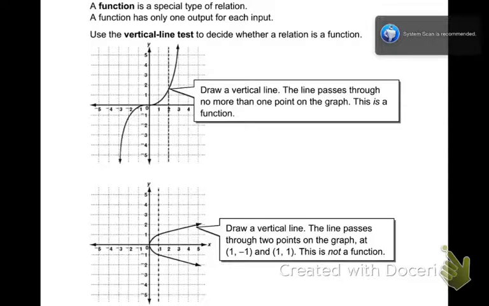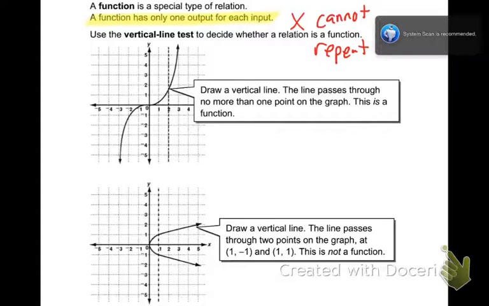All right, last thing we're talking about today is: is it a function or not? A function is a special type of relation. A function has only one output for each input. What that means is your x values cannot repeat. A lot of times you can use a graph. You can use what's called a vertical line test. The vertical line test shows whether x values repeat or not.